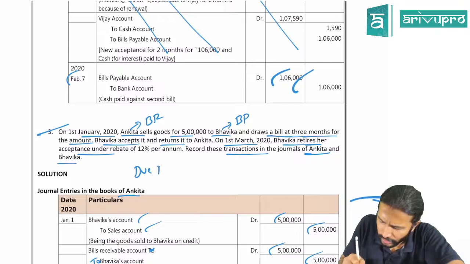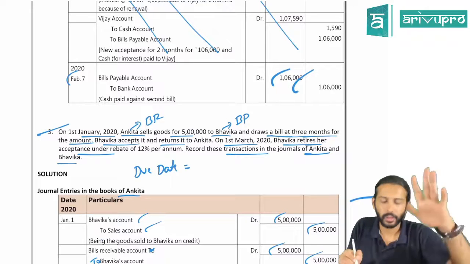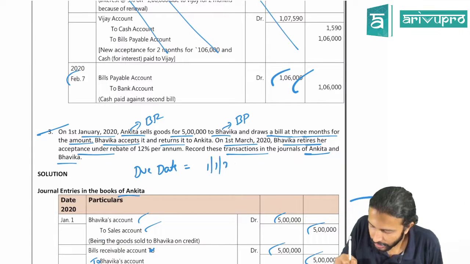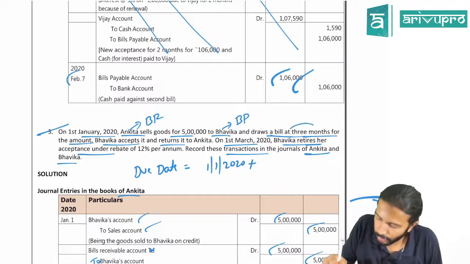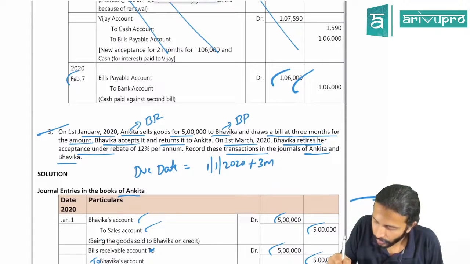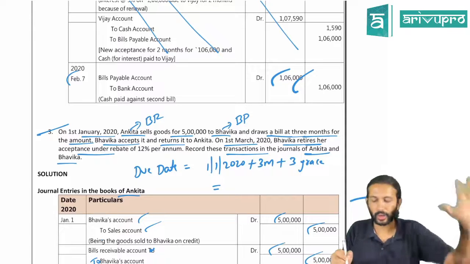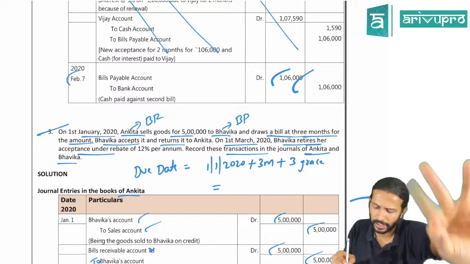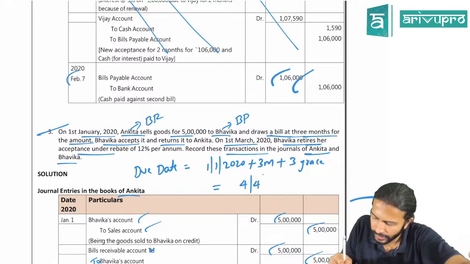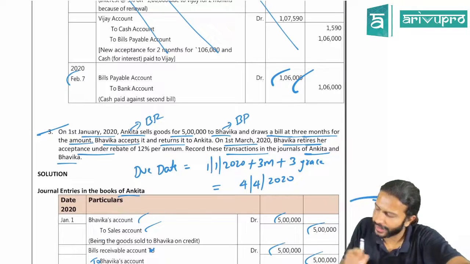One moment, sir. Can you tell me first the due date? You drew the bill on 1st January 2020. The term of the bill is 3 months, plus 3 grace days. So actually the due date of the bill should have been what? February, March, April. So can I say 4th April 2020 is the due date?